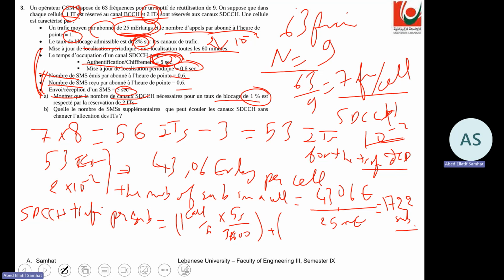Okay, it's 0.6, and the occupation is 0.6 second, and we are doing one location update every hour, so it's also 1 times 0.6 over 3,600, plus what we have for the SMS. So we have 0.6 as a rate for the transmitted and 0.6 for the receiving, so it will be 1.2 times for each one, it's 5 seconds over.